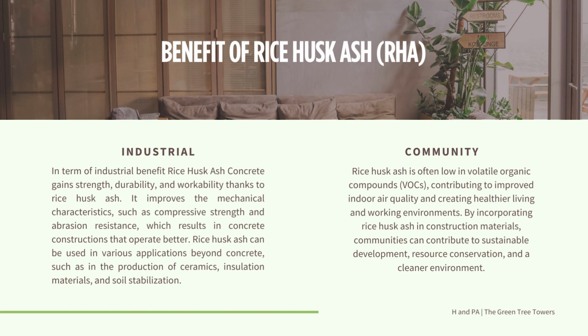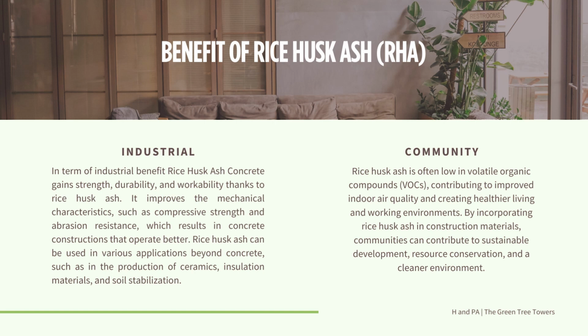So, in terms of industrial benefit, rice ash concrete gains strength, durability, and workability thanks to rice ash. It improves the mechanical characteristics such as compressive strength and abrasion resistance, which result in concrete construction that operates better. Rice ash can be used in various applications beyond concrete, such as in the production of ceramics, insulation material, and soil stabilization.